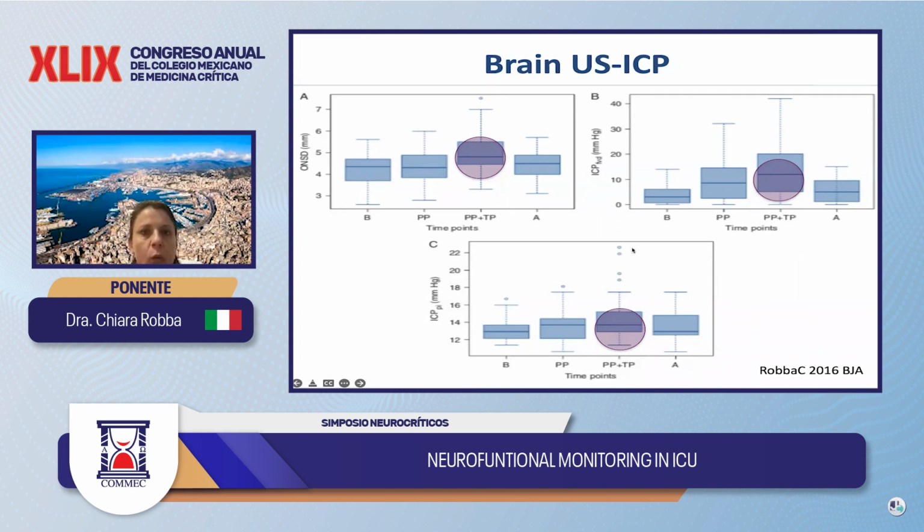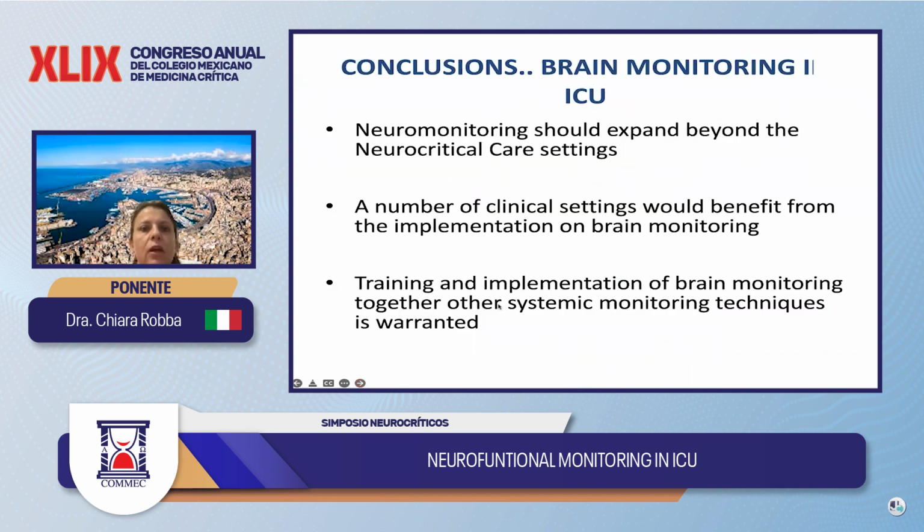So again, we monitor the whole body, but we are not used to monitoring the brain, and this can lead to missing some complications which can develop even during routine surgery, even in patients who are healthy and are fine. So, in conclusion, brain monitoring in the ICU is something on which we really have to work, because neuromonitoring should expand beyond the neurocritical care settings.